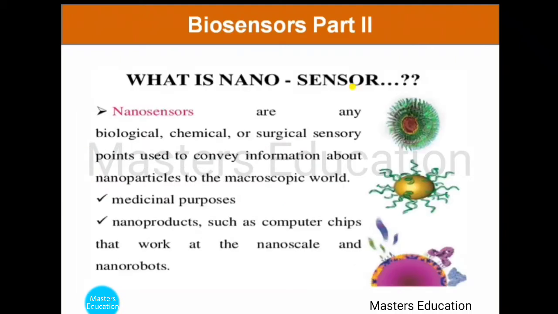Now moving toward what is a nanosensor. The nanosensor is used as the first, second and third component. They function similarly to the biosensors, but the basic difference is that they can detect a nano-sized analyte and the reactions in which those analytes are involved.